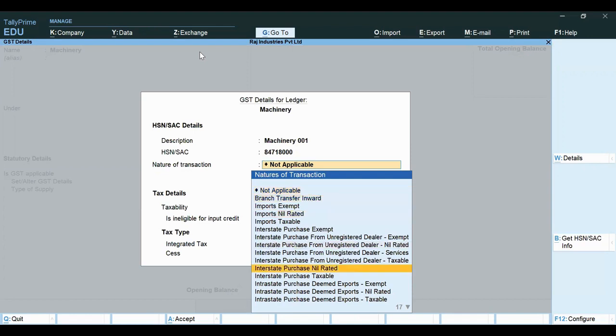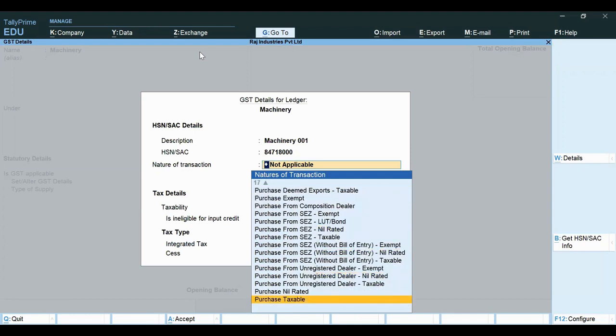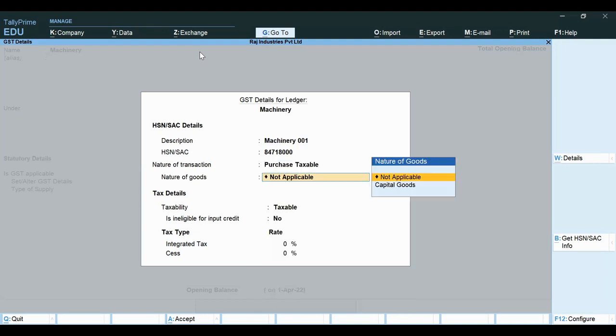So I would have several options. And here I'm assuming that you are purchasing this machinery from the state where you are registered, meaning an intra-state transaction. So this is purchase taxable. Now, because you have chosen fixed asset as your group, you will see nature of goods, which is capital goods.